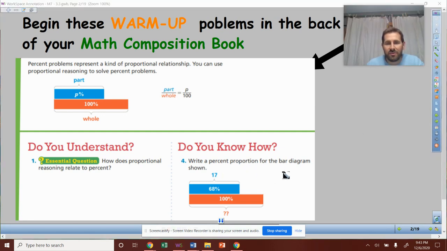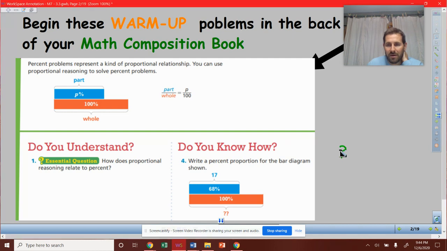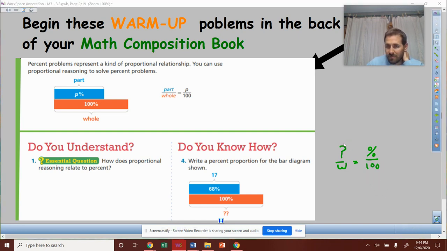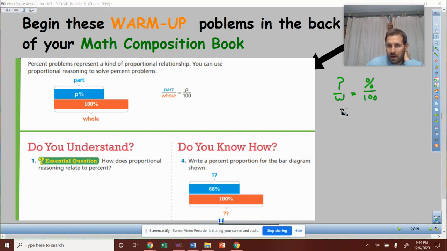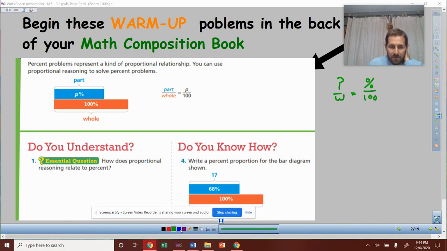Write a percent proportion for the bar diagram shown. So you have 68% here, and 100% is 17 over what value? So using that expression we have part over the whole equals P, or percent over 100. So let's drop in our values. So let's drop in what it is that we know.